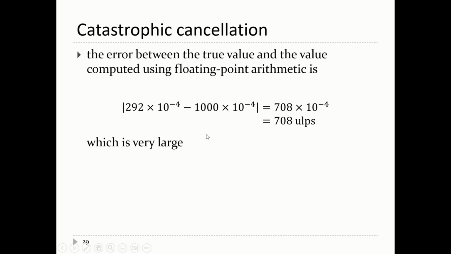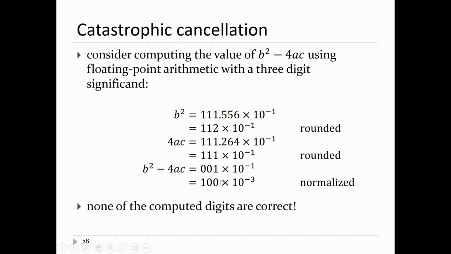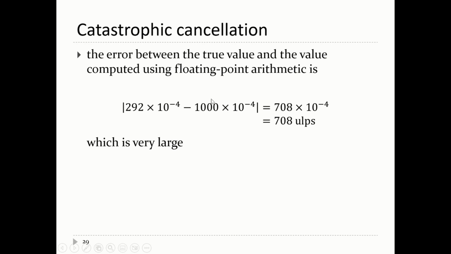when I subtract the two values, the computed result is 1,000 times 10 to the minus 4. The correct value is 292 times 10 to the minus 4. So when I compute the error in ALPS, I have to make the exponents the same, so 100 times 10 to the minus 3 is 1,000 times 10 to the minus 4. Subtract them, that's 708 times 10 to the minus 4, which is 708 Alps.